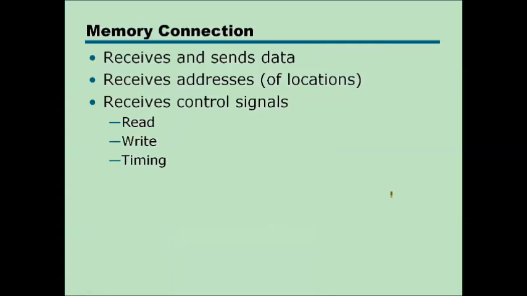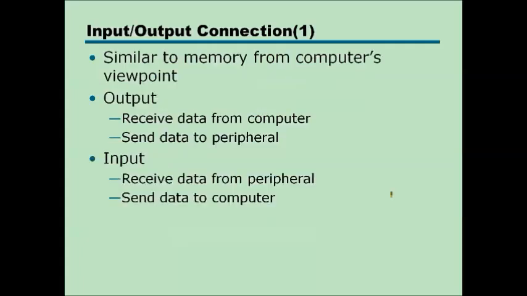Next is the memory connection. So again, memory receives and sends data, receives addresses, receives control signals. So when you say control signals, we're talking about the read, write, and timing. So input-output connections, this is similar to a memory from the computer's viewpoint. So output: receive data from computer or send data to peripheral. Okay? Input: receive data from peripheral and send data to computer. So that is the connection of the output and the input.